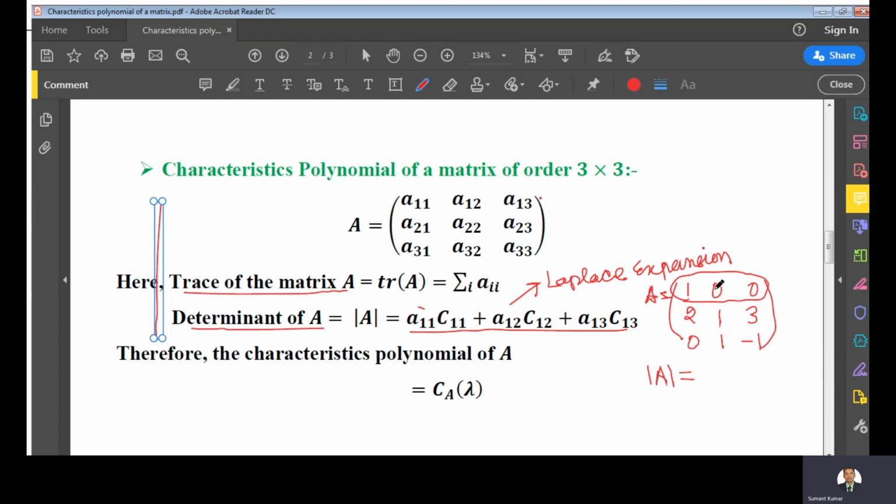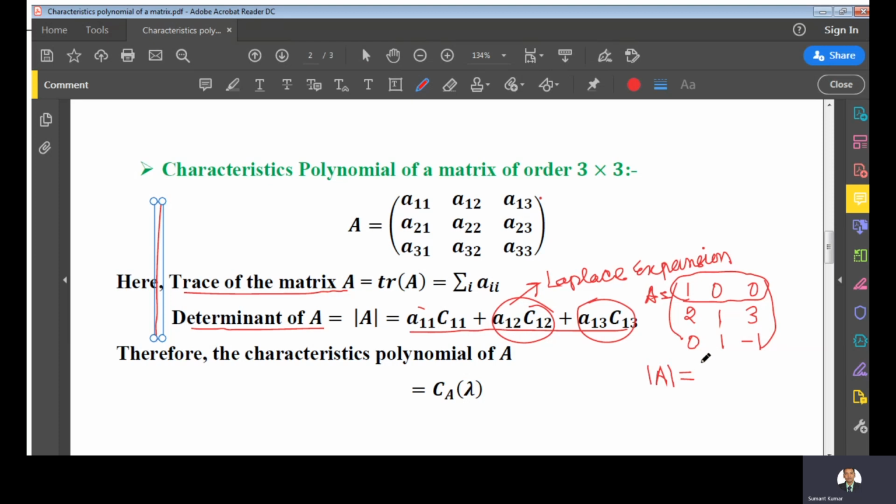If any row or column has the maximum number of 0s, you will choose that row to expand this matrix, right? So I'm taking this row. The key point is, you will choose the row or column to expand which has the maximum 0s. So automatically, when you multiply, due to this 0, these two products will be 0, so only one product will contribute to the determinant.